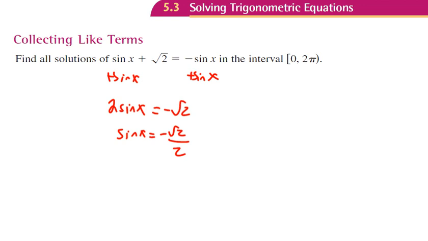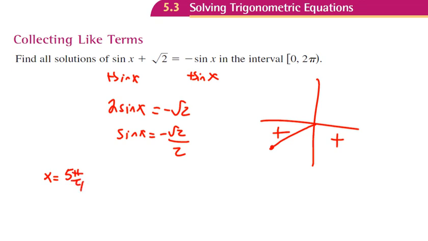All right, so now we have to think of our unit circle. The only places where sine is negative, again, we're looking at the y values, right? This is positive, so it's going to be in the third and fourth quadrant. And that's going to be the one that's right in the middle. So that's 1, 2, 3, 4, that's 5 pi over 4. So one of them is going to be x equals 5 pi over 4.